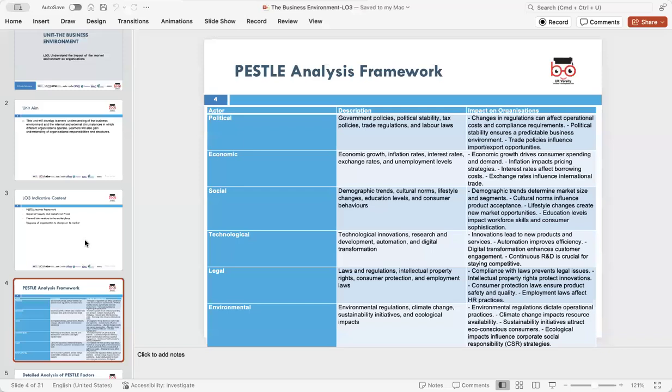Political stability: a stable political environment ensures a predictable business climate, which is essential for long-term planning and investment. Trade policies such as tariffs and trade agreements can influence organizations' ability to import and export goods. Favorable trade policies can open up new markets and opportunities.